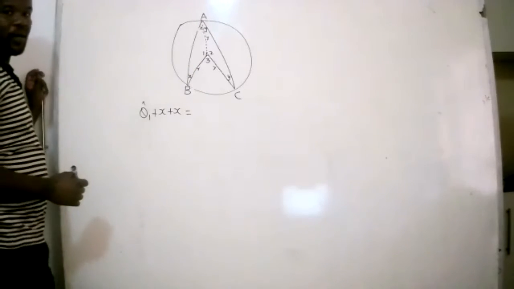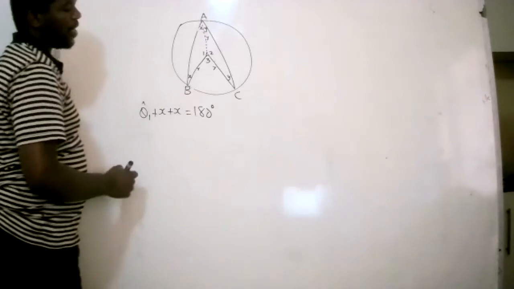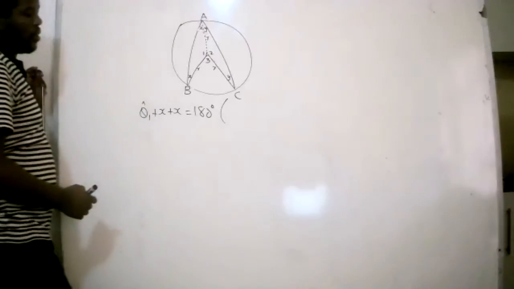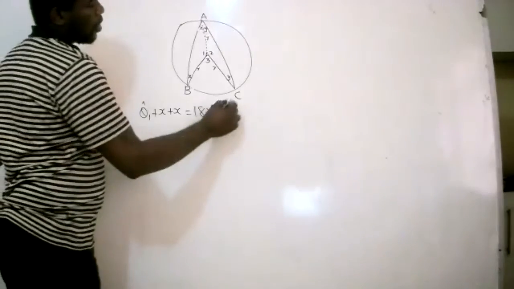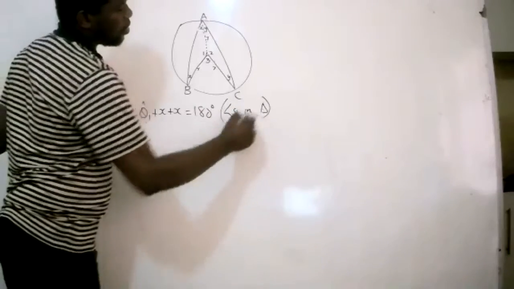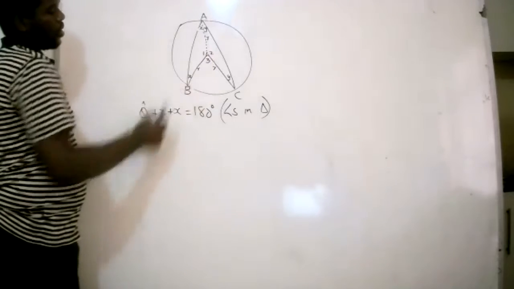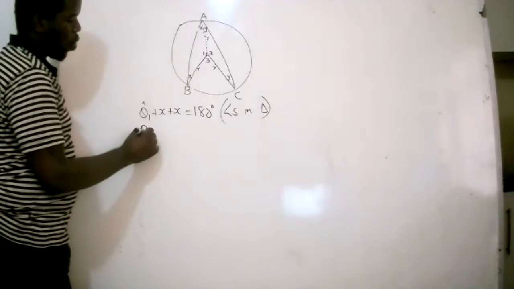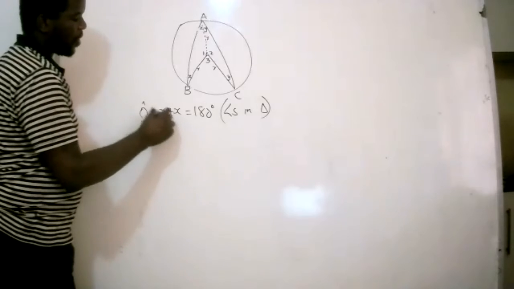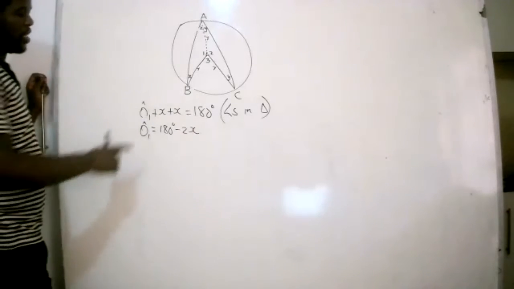Angle O1 plus 2X is equal to what? If you remember, it's equal to 180 degrees. Why is it equal to 180? Angles in a triangle. Do you see that? So now we make O1 the subject of the formula. We're going to have 180, and this we take to the other side, so minus 2x. So that's the first one.